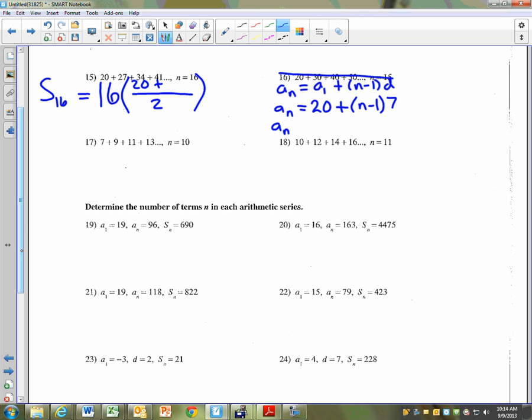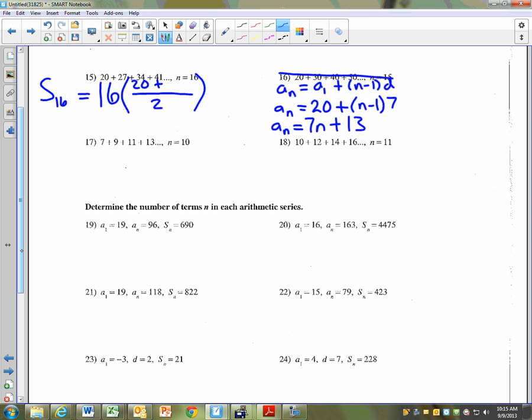and you guys, honestly, if you want to plug in 16 at that point, you can. You can plug in 16 already right here and get the answer. I'm going to show you the rule first, okay? So a sub n is equal to, that would be 7n, and that would be a positive 20 and a negative 7, which gives me 13. So that would be kind of the formal way of writing the rule.